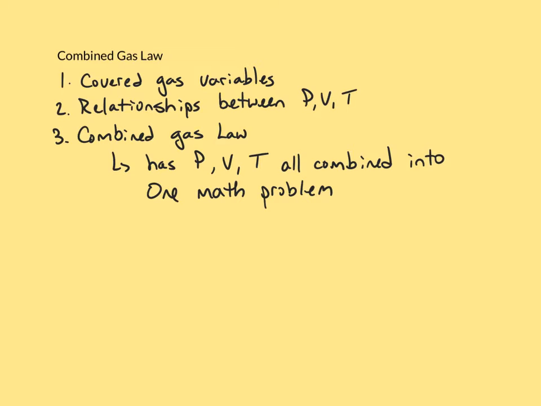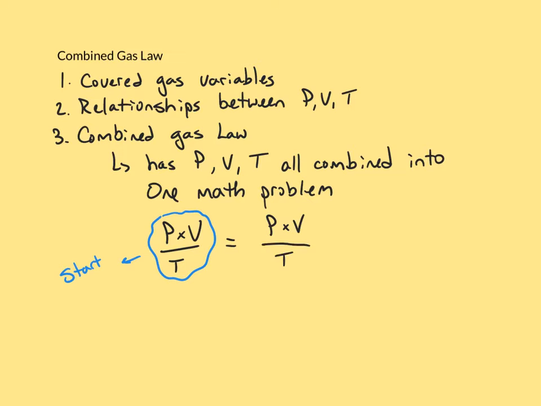Now, I'm going to jot down the formula for the combined gas law, and then we're going to talk about the different parts. On the left side, I have pressure times volume over temperature. And these would represent my starting pressure, volume, and temperature of a sample of gas. And then what I'm going to do is change one of those variables, either pressure, volume, or temperature, and see what happens to the other variables as a result. And so on the other side of this equal sign, I have pressure times volume divided by temperature. But they're not the same as the beginning.